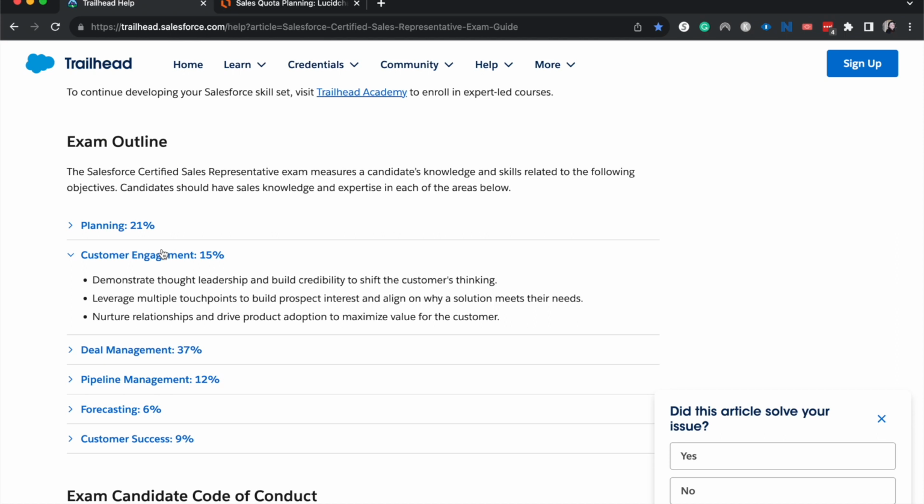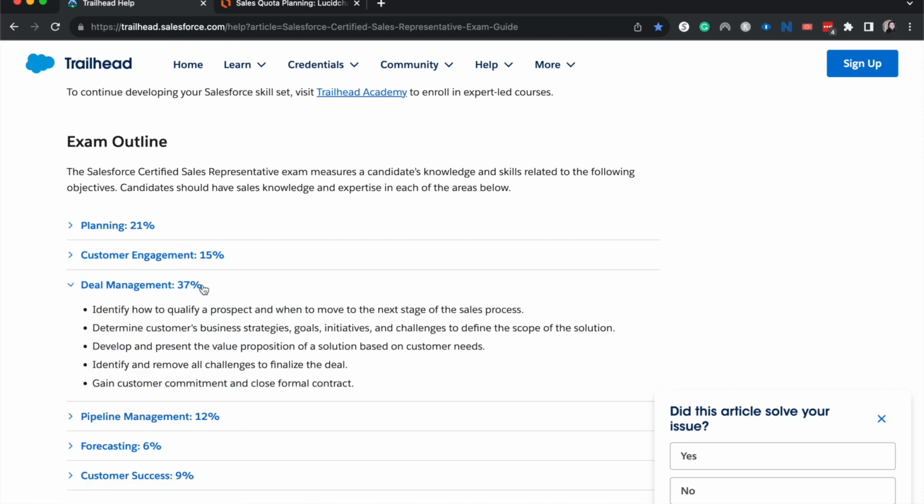That's going to be customer engagement at 15%, then deal management at 37%. So this one's going to be more structured of a section. So it's going to go through the 7 stages of the sales process, like lead generation, prospecting, qualification, proposal, all those kinds of things, and what you're going to do in those individual stages when it's time to move on from that stage, maybe when it's time to go back from that stage.